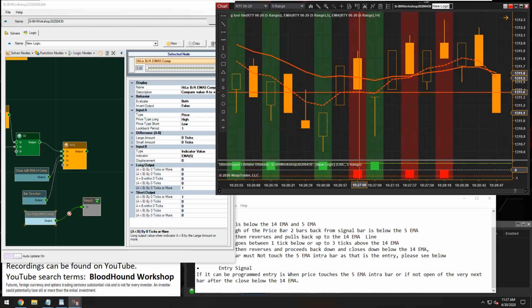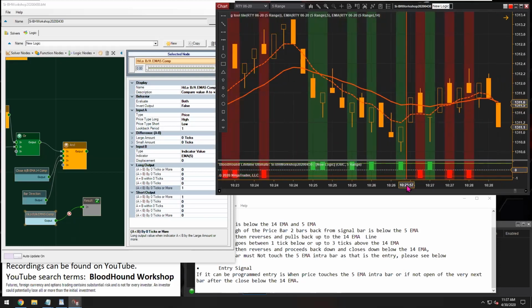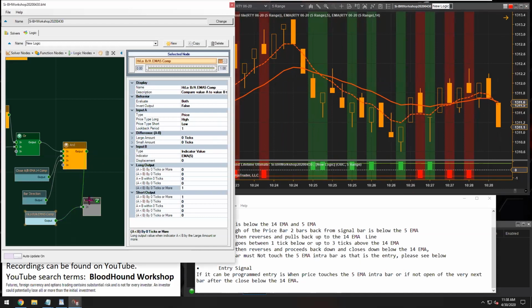Here we go. Here's a couple of bars. Well, it's hard to tell, but it's possible that the high of our bar is within 3 ticks, and our bar closed above the EMA5. So there we go. So this might be a possible candidate for a signal there. So let's plug this in.